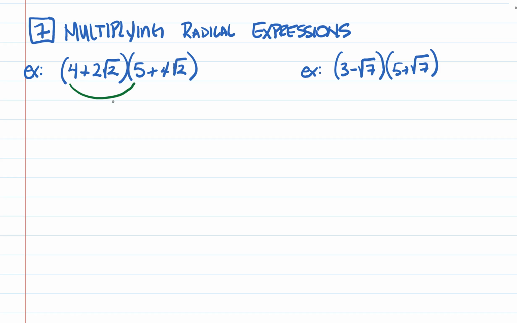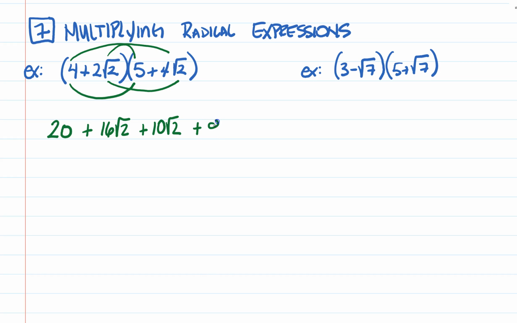So if I did 4 times 5, this would give me the 20. Okay, so I'll just do FOIL for now. So first outer, I'll do 4 times 4 rad 2, which is going to give me a positive 16 radical 2. I'll do the insides. 2 rad 2 times 5 is a positive 10 radical 2. And then lastly, 2 rad 2 times 4 rad 2. Well, the 4 times the 2, that's going to give me the 8. So that's going to be plus 8. And then rad 2 times rad 2 is just the number 2. So that's just going to be 8 times 2.